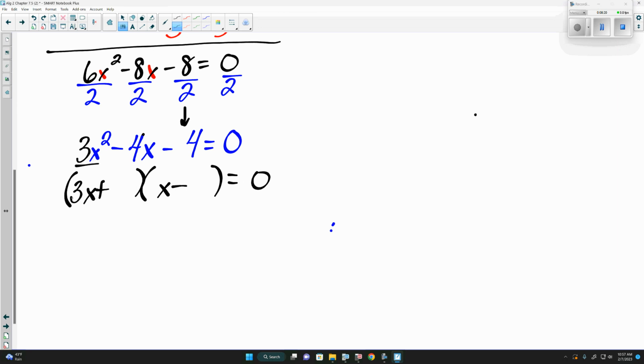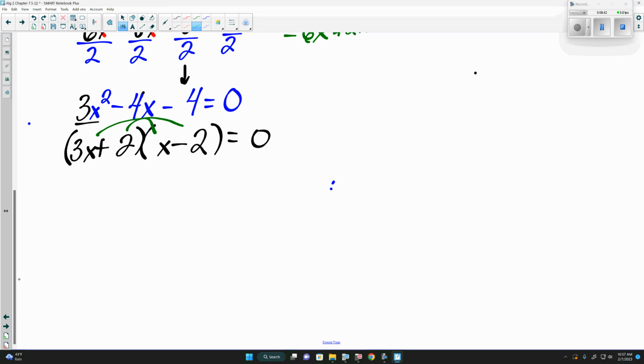2 and 2. Now we can check this here. 3x times negative 2 would be negative 6x. 2 times x is going to be plus 2x, which gives us a middle term of negative 4x. Is that what we wanted? Yes. So these are the correct factors. And we do have 2 things multiplied together to equal 0, so one of them must be 0. So 3x plus 2 is 0, or x minus 2 is 0. And at this point, we just need to solve.